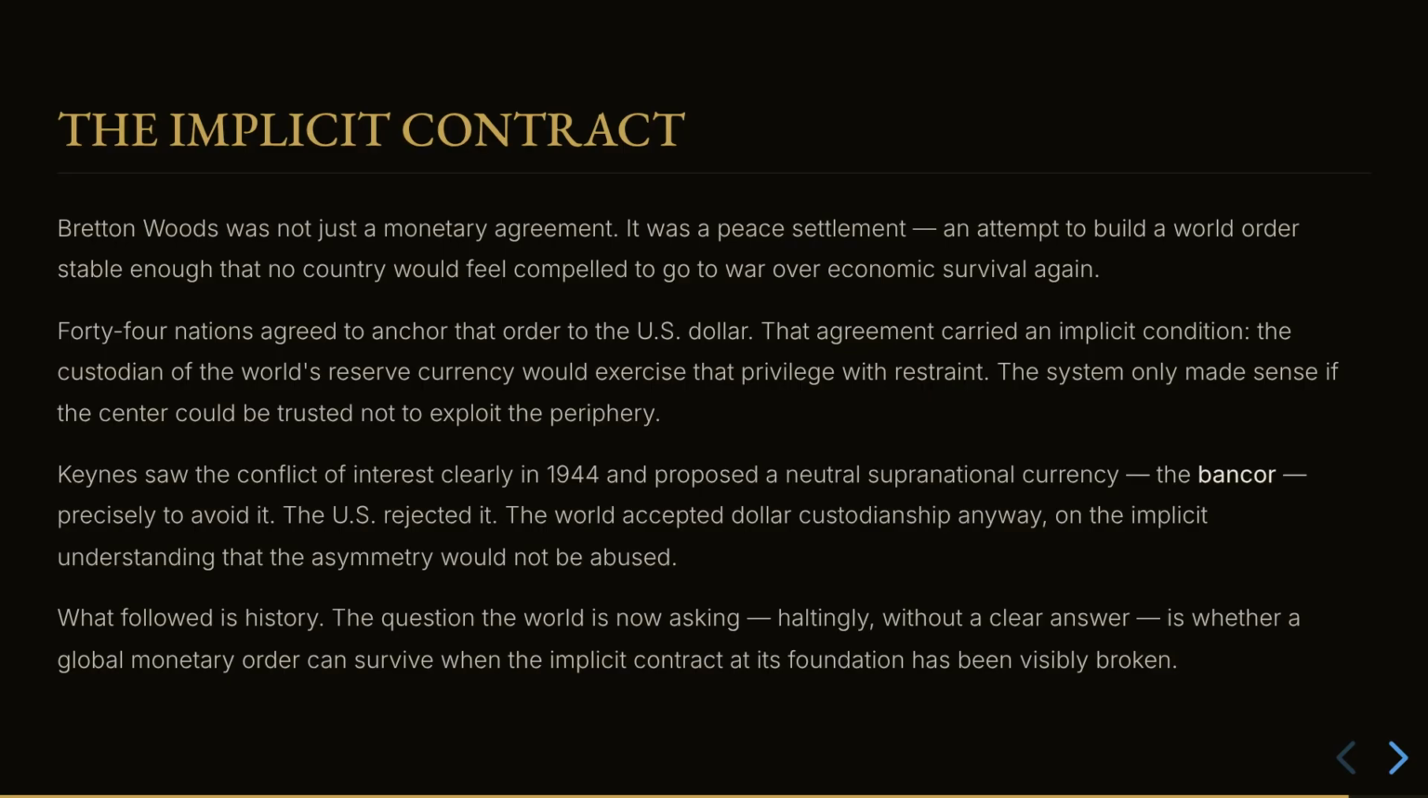Keynes saw the conflict of interest clearly in 1944 and proposed a neutral supranational currency, the Bancor, precisely to avoid it. The US rejected it. No shit. The world accepted dollar custodianship anyway, on the implicit understanding that the asymmetry will not be abused.